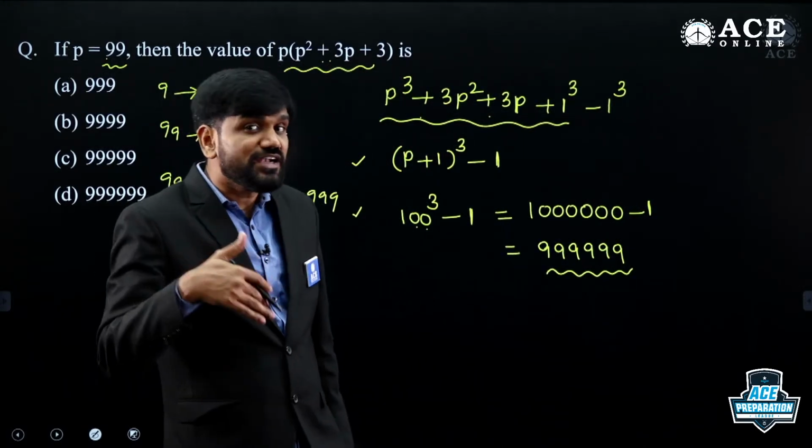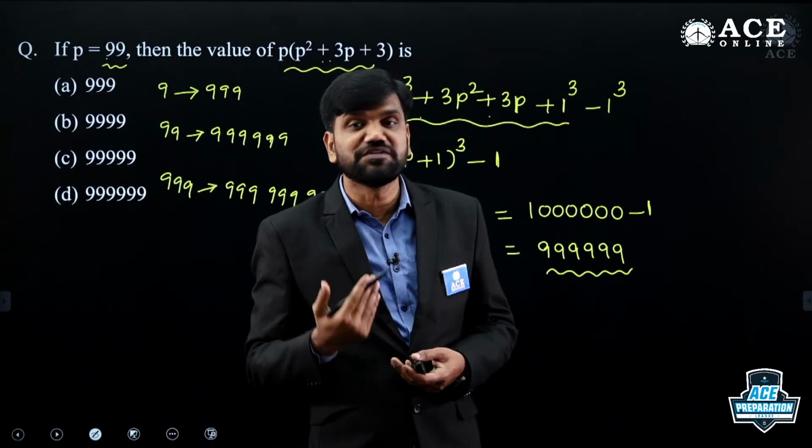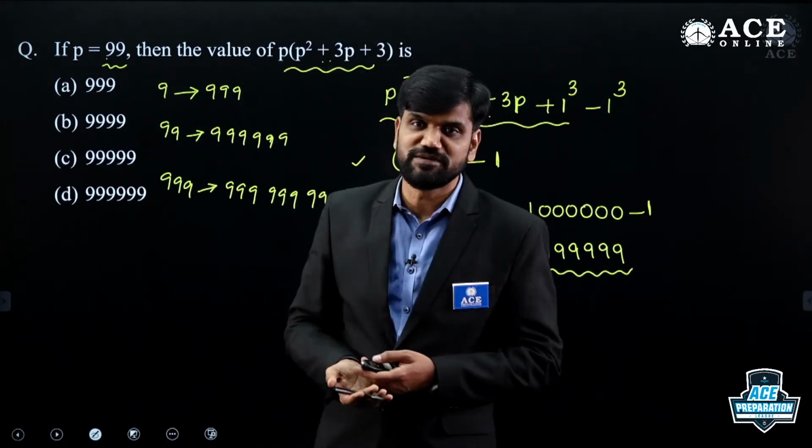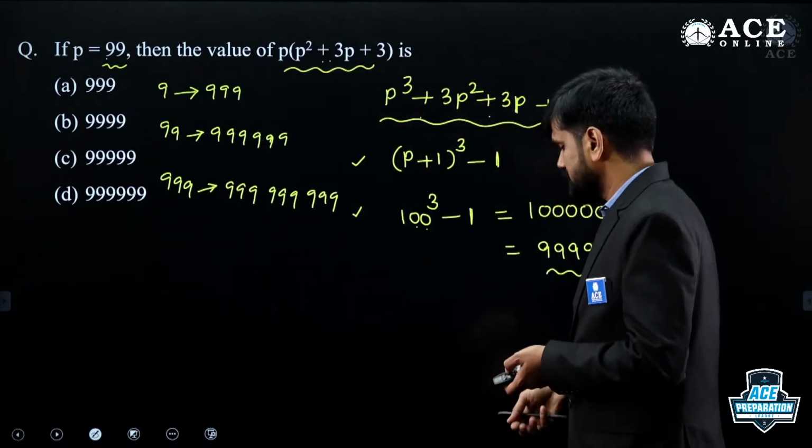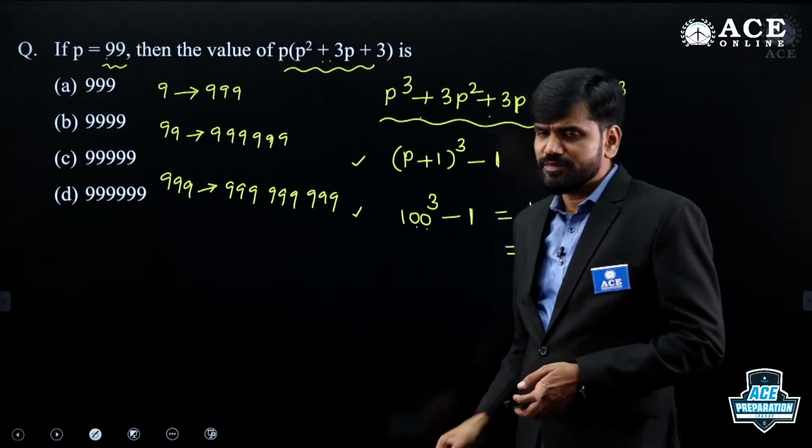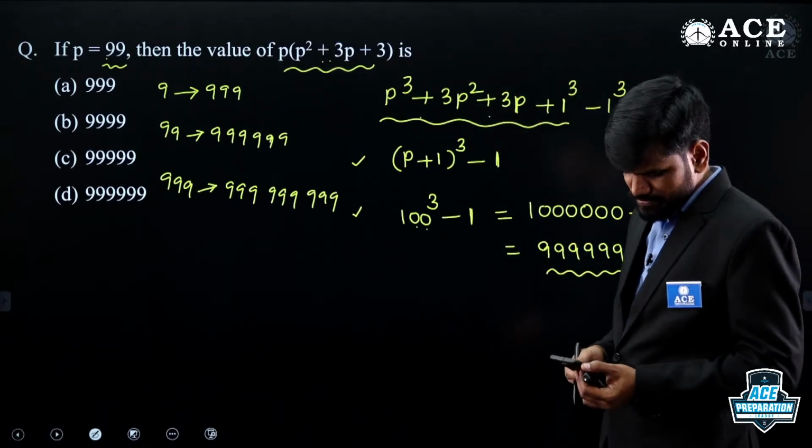Sir, what if it is not 99? If it is given as 101, what will happen? Let us see one more example here. Please check it out and tell me if there is any doubt.